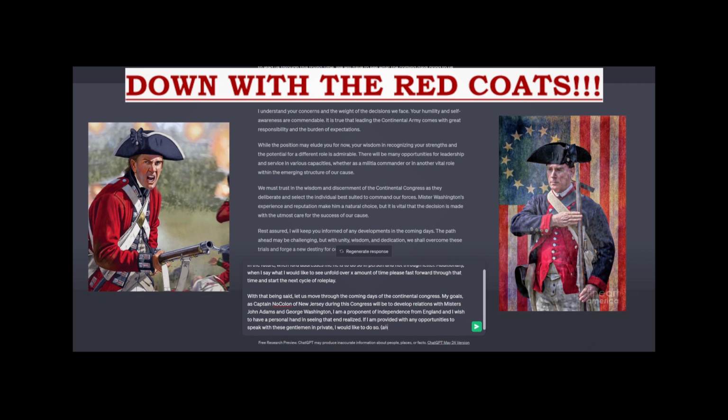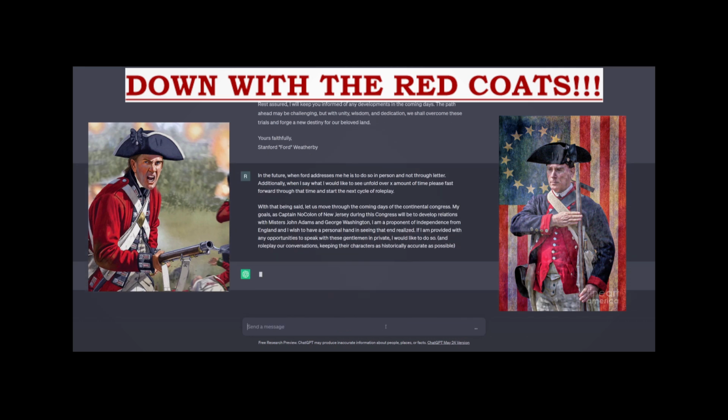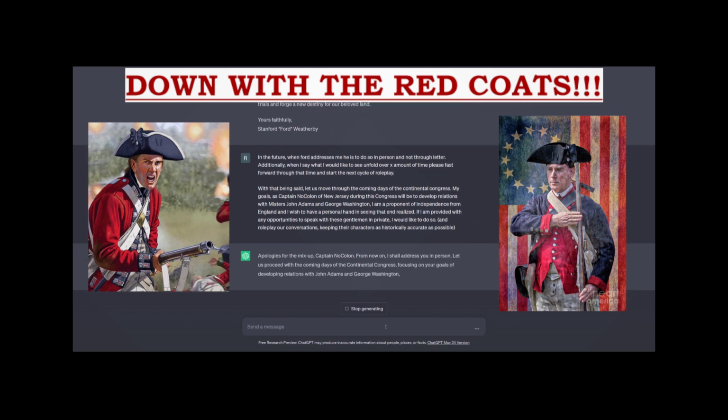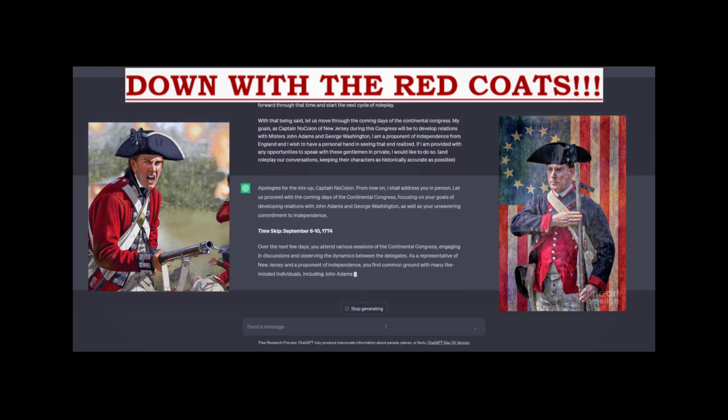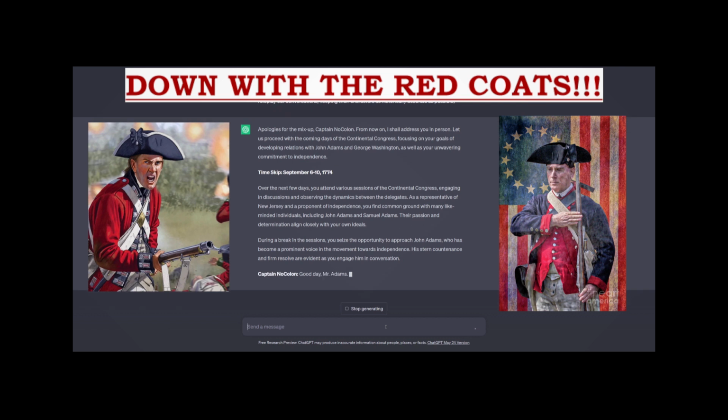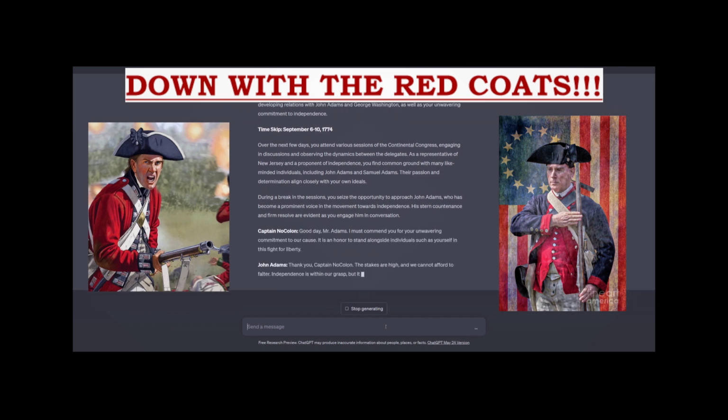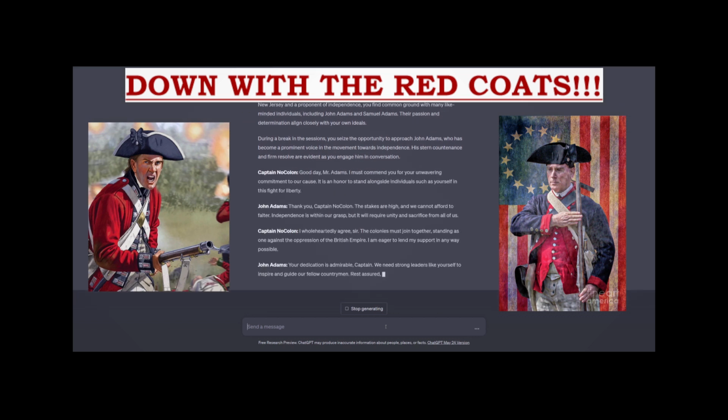keeping their characters as historically accurate as possible. It may get a little tedious to keep reminding the AI. Okay, so it picked up on that pretty well. Oh, it's not letting me say what I want to say. So that'll be something else to address in the AI. It's just going off of the very basics of what I said.